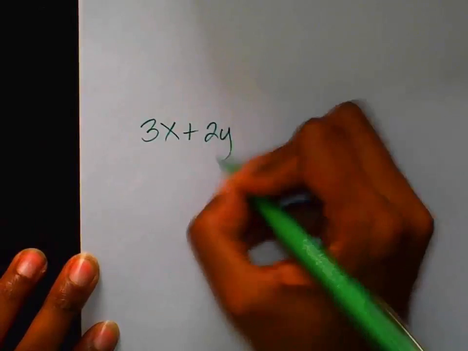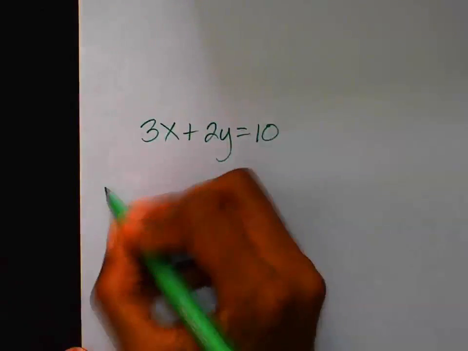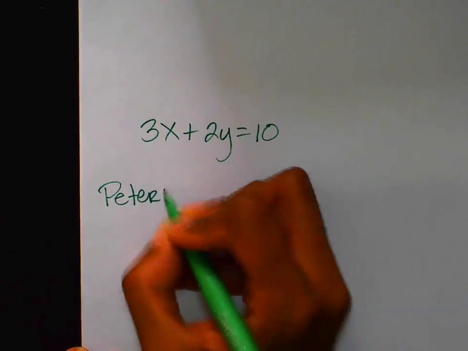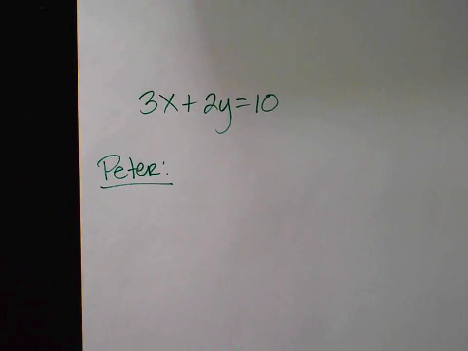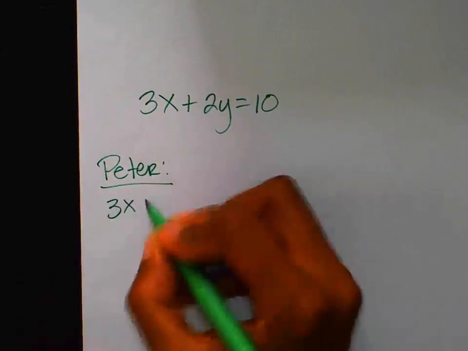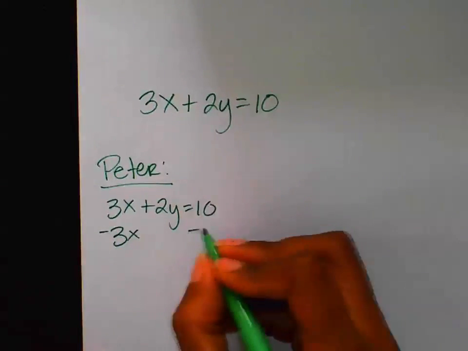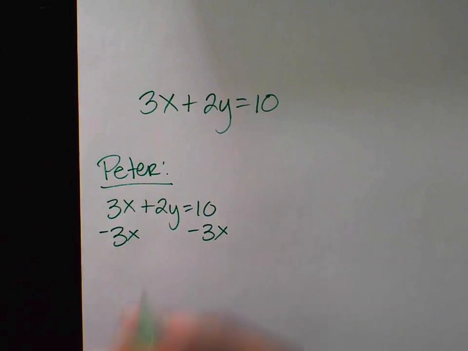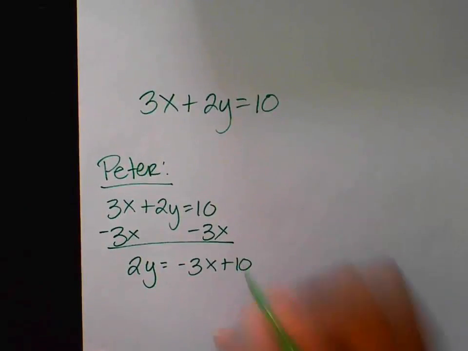3x plus 2y equals 10. And so we have Peter as our first student. Make sure you identify which student you're speaking about when you also solve. So for Peter, he takes 3x plus 2y equals 10. And his first thing is going to be to subtract 3x from both sides. And so then he gets that 2y equals negative 3x plus 10.